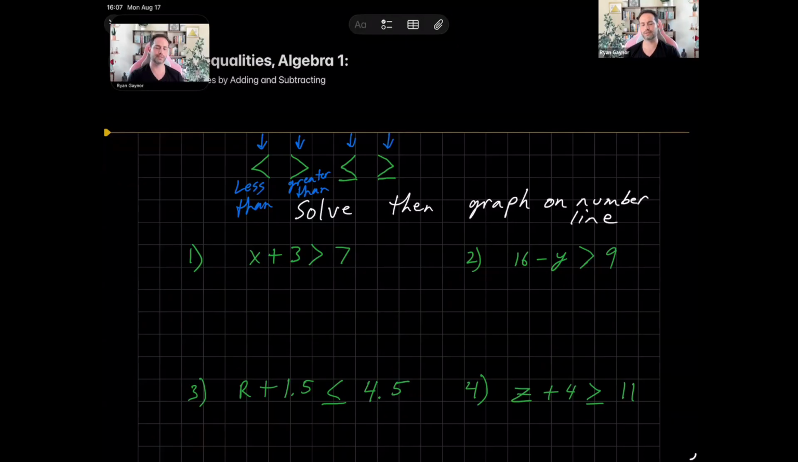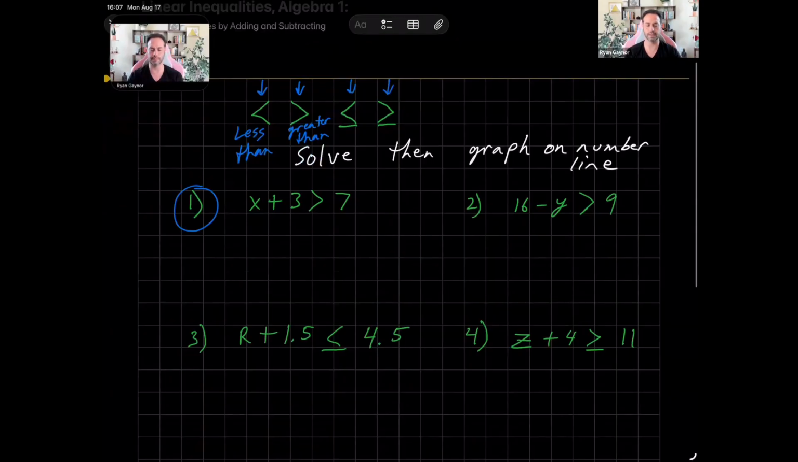Okay, so then it says solve, right? We're going to solve the inequality and then graph it on a number line. So the very first question, number 1, it says x plus 3, and then we have that symbol, the open mouth, so that means greater than 7. X plus 3 is greater than 7.